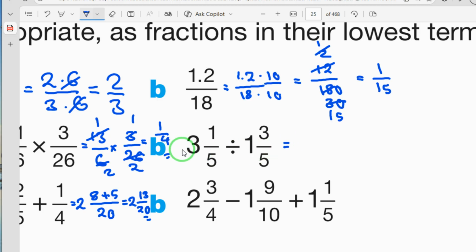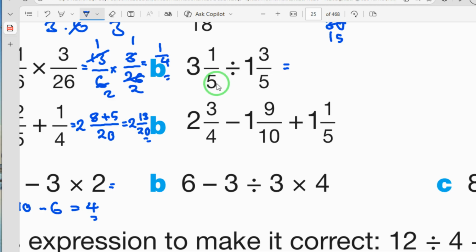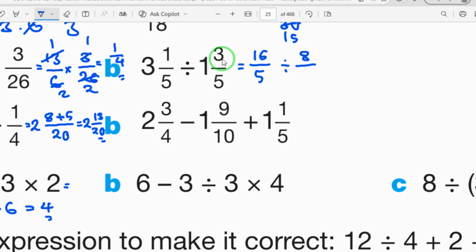Question number 2, part B. Here as well, first convert to improper fraction. 3 times 5 is 15 plus 1, we have 16 over 5 divided by 1 times 5 is 5 plus 3, we have 8, 8 over 5. Then we simplify. 1 times 5 is 5.